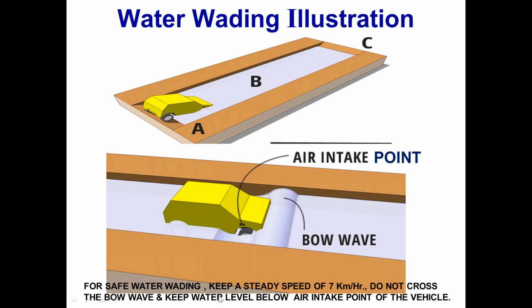For safe water wading, keep a steady speed of 7 km/h. Do not cross the bow wave and keep the water level below the air intake point of the vehicle. This is the air intake. Keep water below.